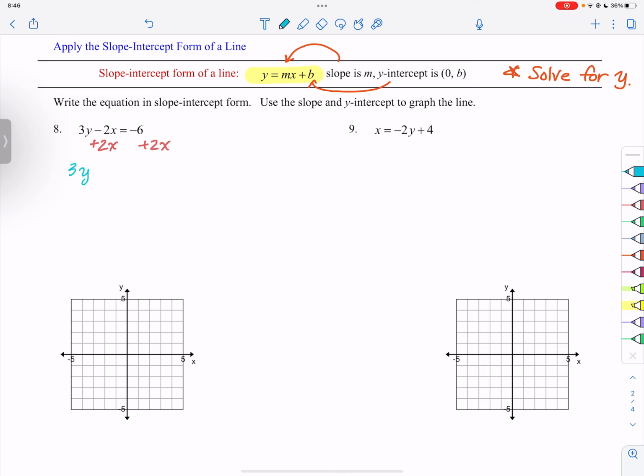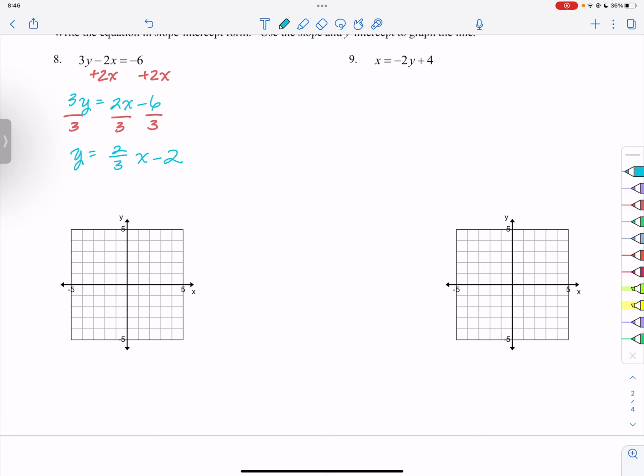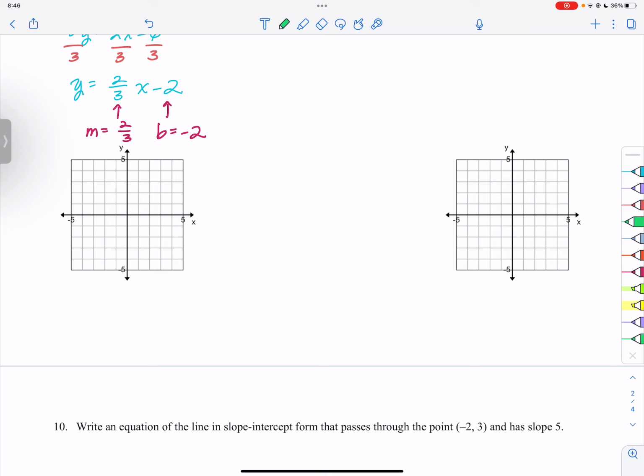So we have 3y equals 2x minus 6. And now we will divide every term by 3 so that we can solve for y. And we have y equals 2/3 x minus 2. And as you can see here, our slope is 2/3 and our y-intercept is -2. So we will cross the y-axis at -2. That point generated is (0, -2).